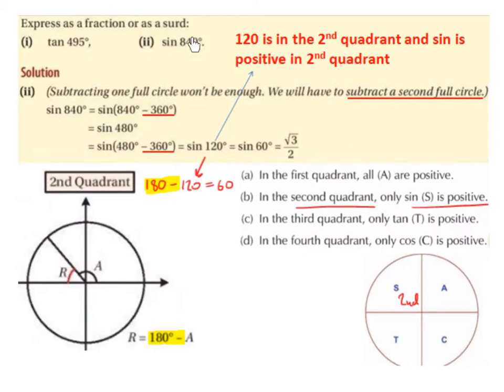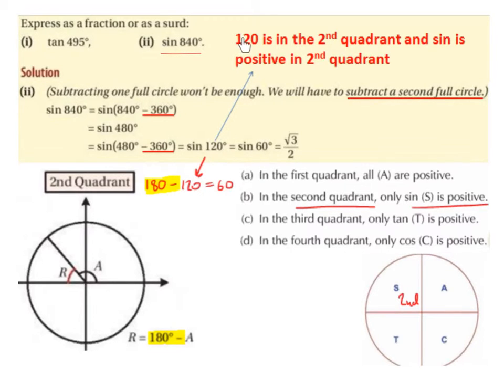So now we're going to express sine of 840 degrees as a fraction or a surd. So subtracting one full circle won't be enough. We will have to subtract a second full circle. So sine of 840 degrees is going to be sine of 840 degrees minus 360 degrees, which is 480 degrees. And sine of 480 degrees minus 360 degrees is going to be sine of 120 degrees. And sine of 120 degrees is equal to sine of 60 degrees.